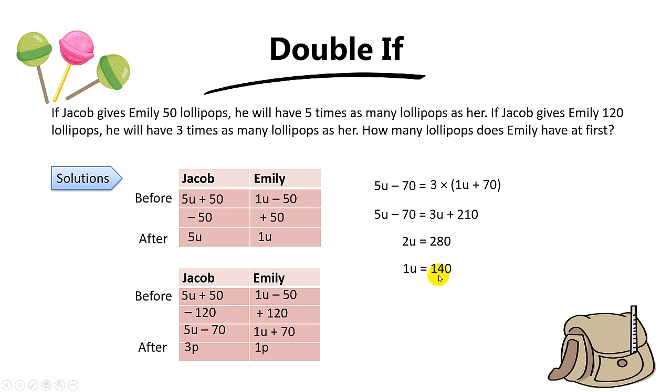The question asks for the lollipops that Emily has at first. They're looking for this. So you take 140 minus 50. You will get a final answer of 90 lollipops.